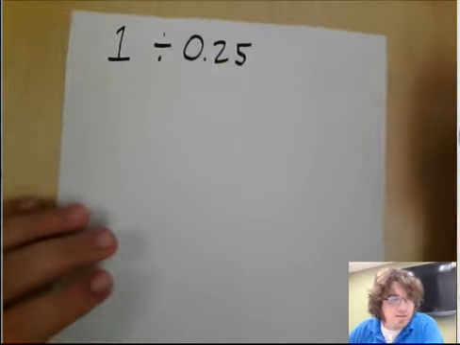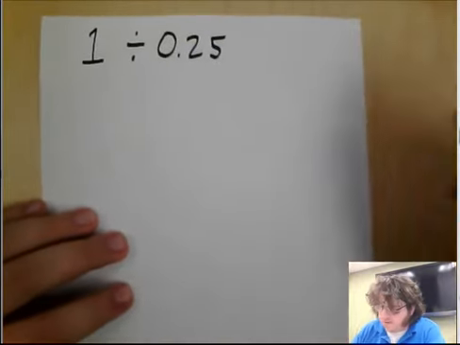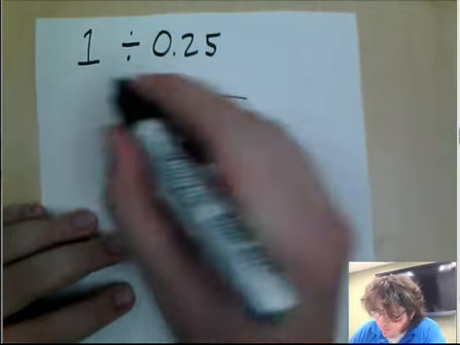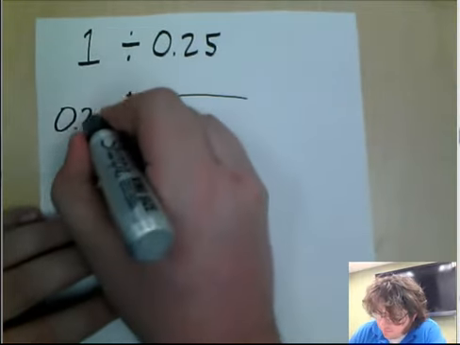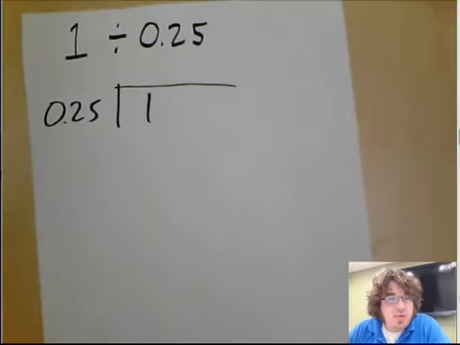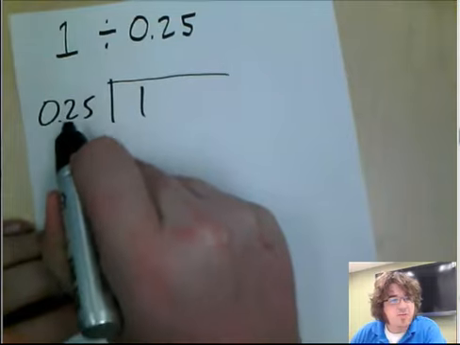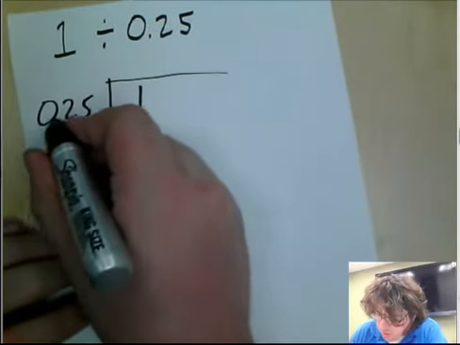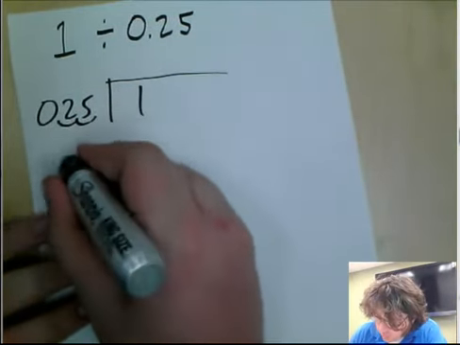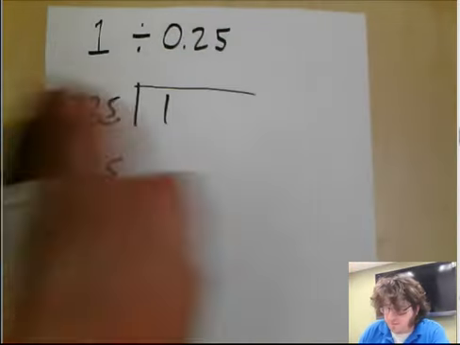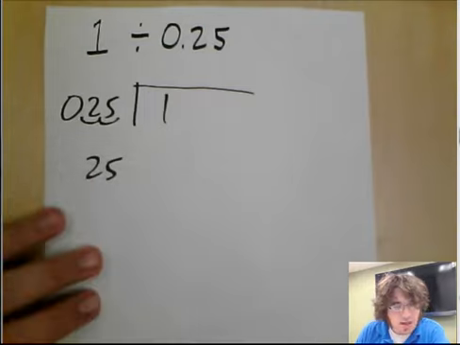Alright, now one more problem. Here we have 1 divided by 0.25. Okay, first number gets the box. Second number is out front. Okay, we need to change something here. We can't divide when we have a decimal out front. So what we actually do is just multiply it by 10 to give us 25. Or sorry, multiply it by 100 to give us 25. Multiply by 10 for each spot.